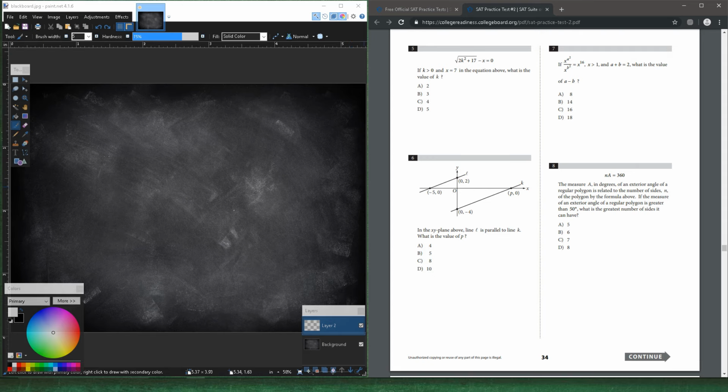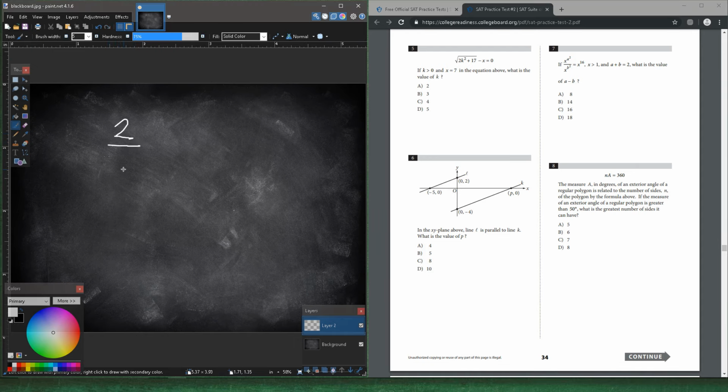So let's find the slope here. So that's (0, 2) and (negative 5, 0). So this one is pretty simple. You have to go 5 to the right and then 2 up. So the slope is 2 over 5.